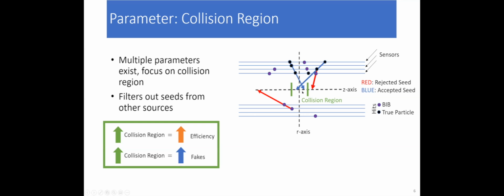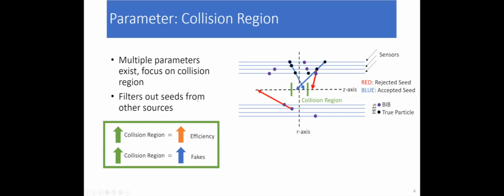So if these lines drawn towards the z-axis fall within the collision region, which is these green bars here, then we say that that's an accepted seed. But if you look over here, you have these 2 seeds and you draw a line through them. It's outside the region, so that would be a rejected seed.